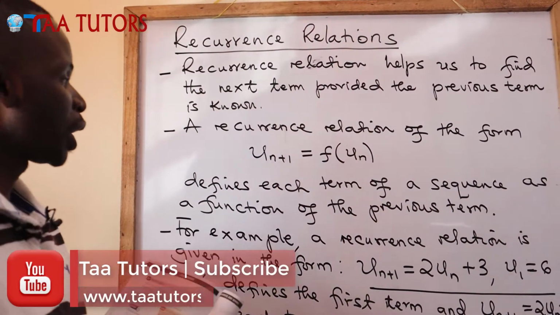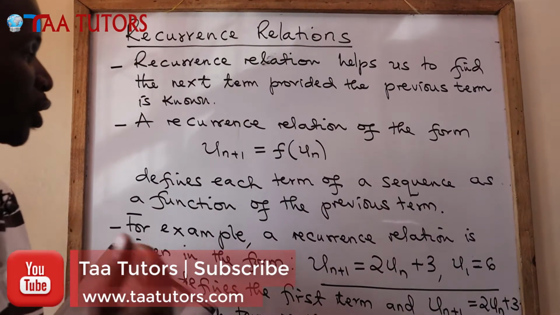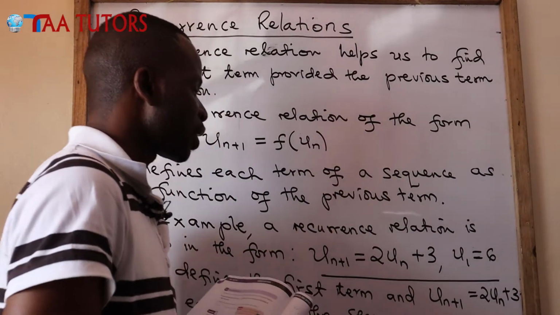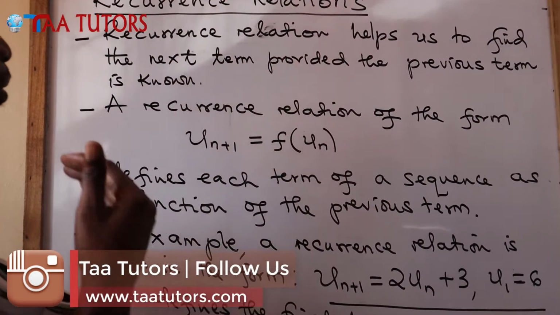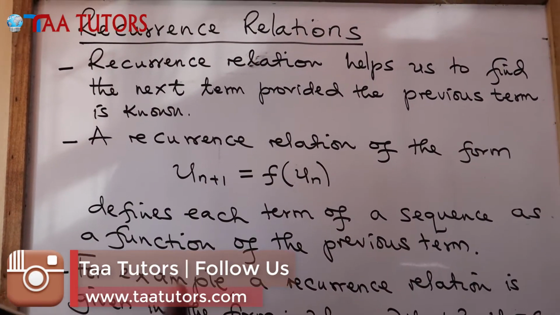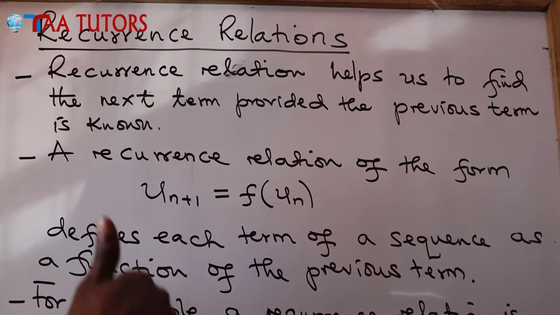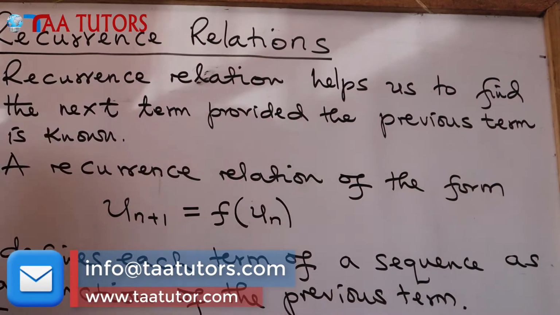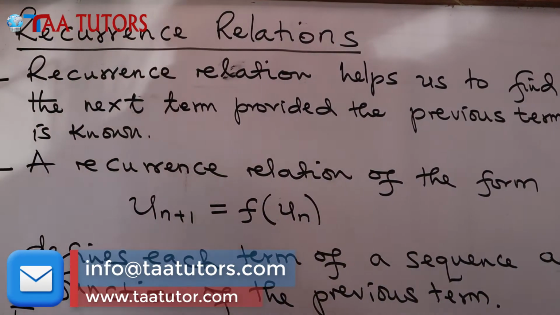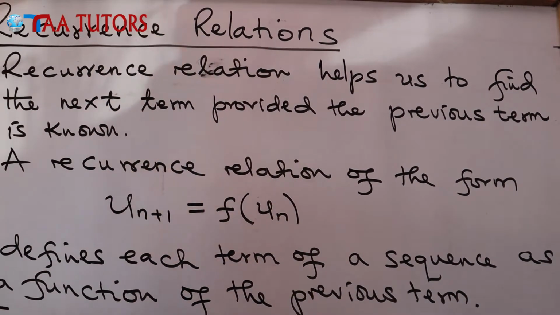Sometimes we may not have a sequence that is flowing smoothly like the ones we have seen before, that is geometric sequence and arithmetic sequence. In this case, you want to deal with a sequence which will only be depending on the previous term. If you come from the first term, the second term depends on the first term. The third term depends on the second term. The fourth term depends on the third term, and so on. That kind of a sequence is what we call recurrence relations.